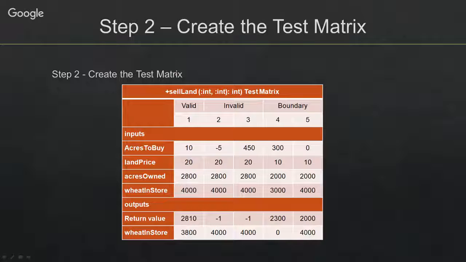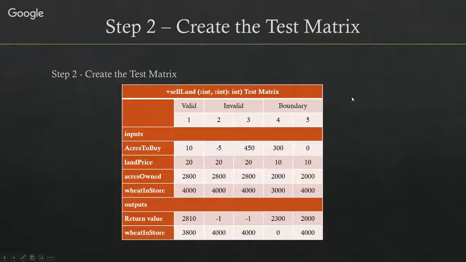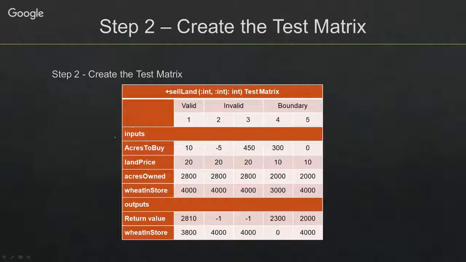And that's what we use this test matrix for. The test matrix is another way to view the problem that we have. We have our inputs right here, which are acres to buy, land price, acres owned, and wheat in store. Here we're looking at a valid case of buying land. If we want to buy 10 acres, land price is 20, we have 2,800 acres and 4,000 wheat in store, our return value would be 2810, and the wheat in store would be minus 200, so 3,800.